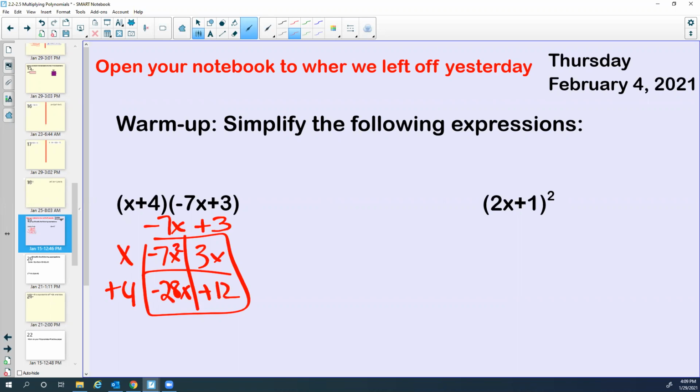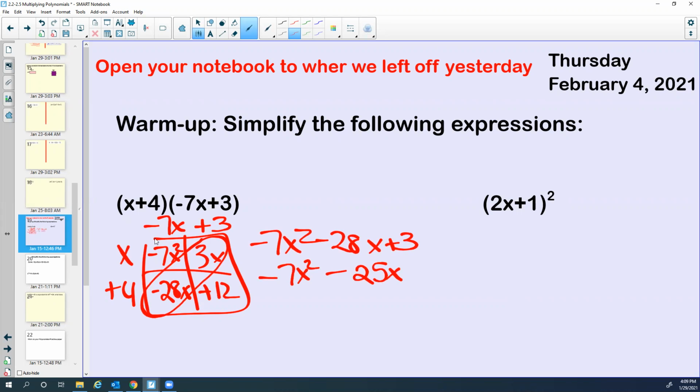Let's go ahead and write this out. I got negative 7x squared. Combine your x's. Negative 28x plus 3x gives me negative 25x. And lastly, I got plus 12. And there's my final answer.